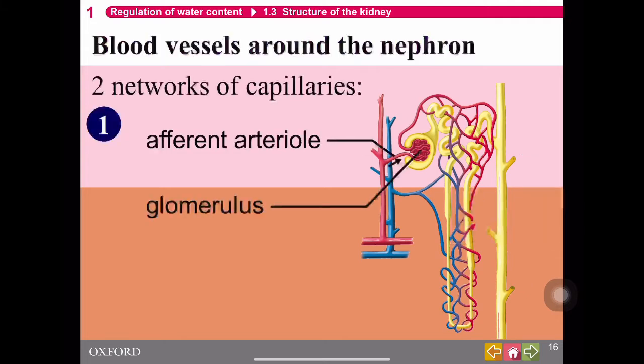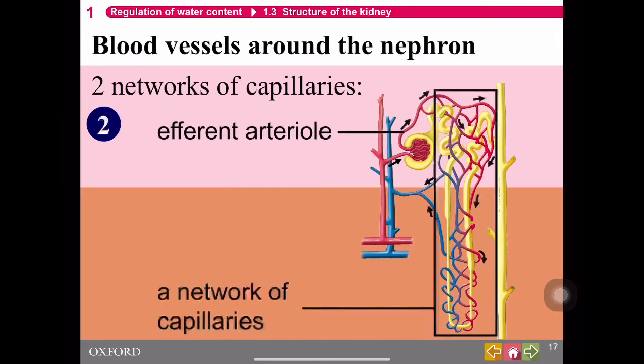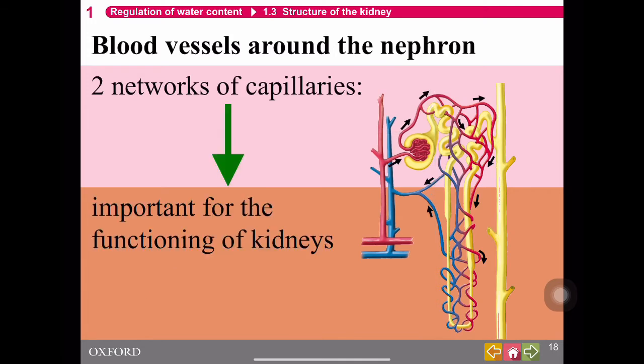There are two networks of capillaries working closely with the nephron. The first one we have already mentioned. It is the glomerulus. And the second one, branching from the efferent arteriole, this network of capillaries surrounds the other part of the kidney tubule. These two network of capillaries work together with the nephron for the formation of urine.